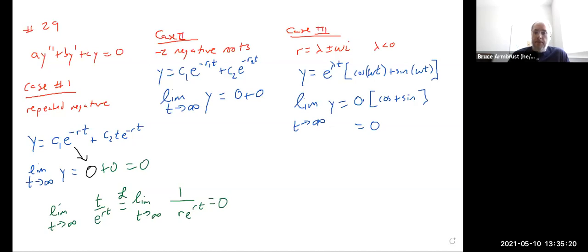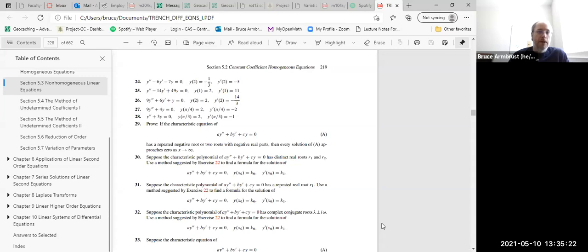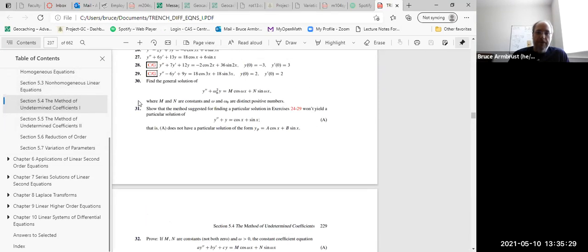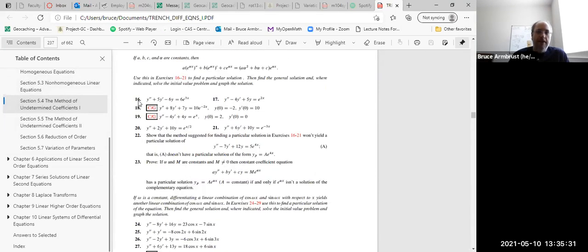All right, so let's go back to the book and go find the other one. Let's see, it's 5.3, number 16. I love having the little table of contents thing here. Makes life so much easier.